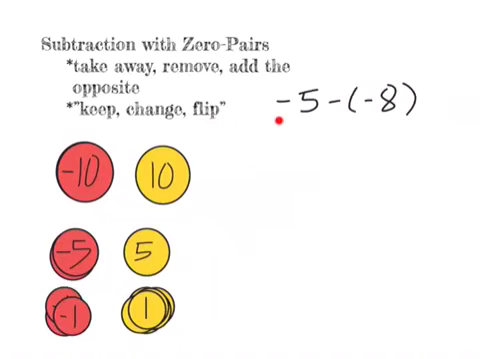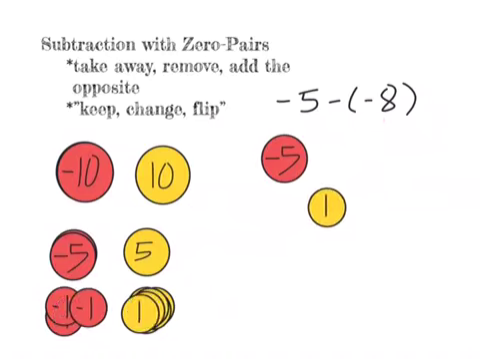Next problem, negative 5 minus negative 8. So I'm starting with a negative 5, and I need to remove negative 8. Same problem I had last time. I need to take away 8 negative counters, but I only have 5 negative counters. Therefore, I'm going to need to add some more zero pairs so that I have enough to take away 8 negative counters. So I need at least 3 more zero pairs so that I can take away 8 negative.